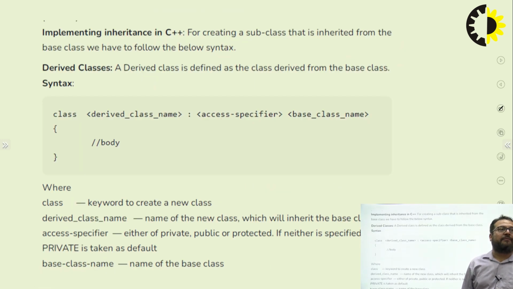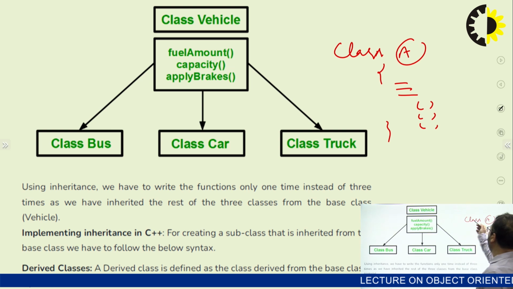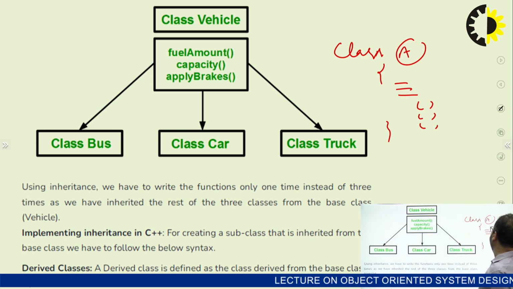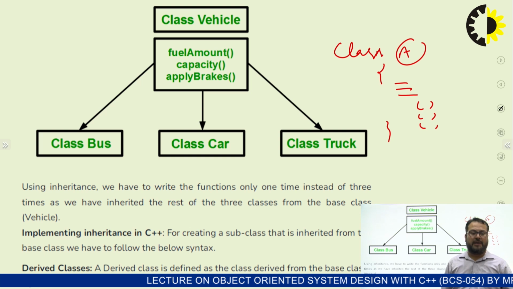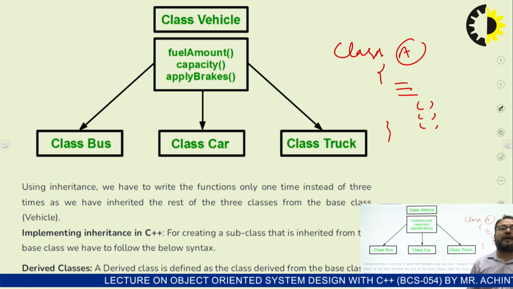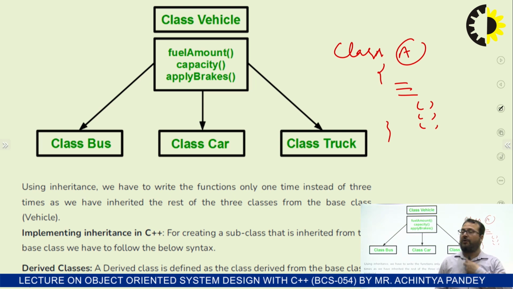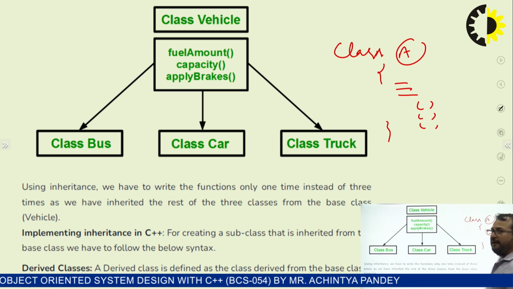If you want to create a simple class, you just write class A, then you write the member variables, then you write the member functions. This is the syntax of creating a class in C++. Now, how are you going to create its child class, subclass or derived class? The syntax for this is simply to write a colon.